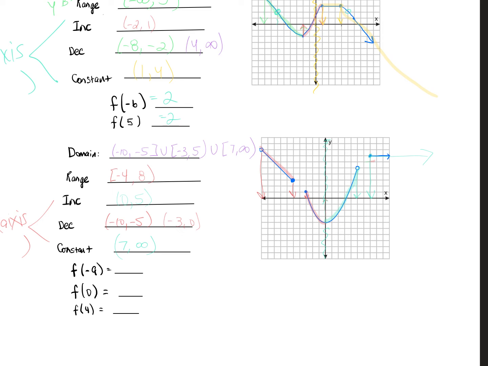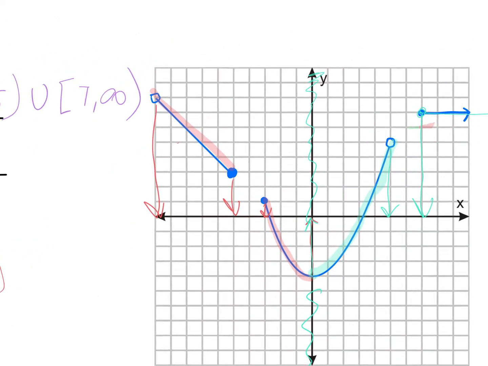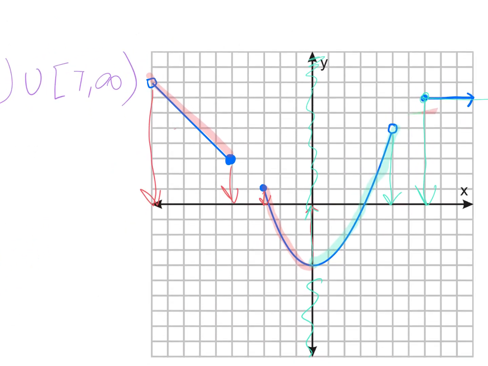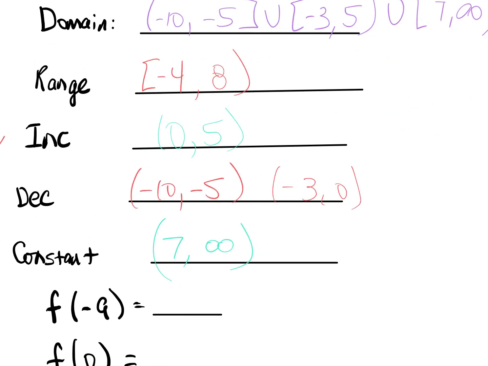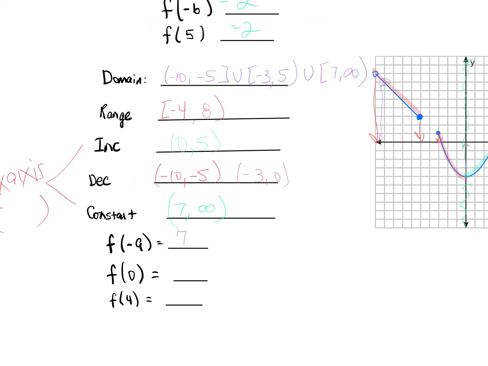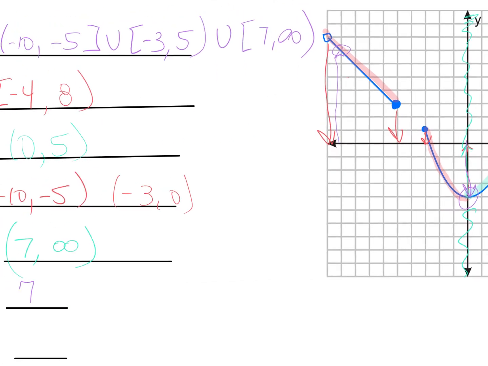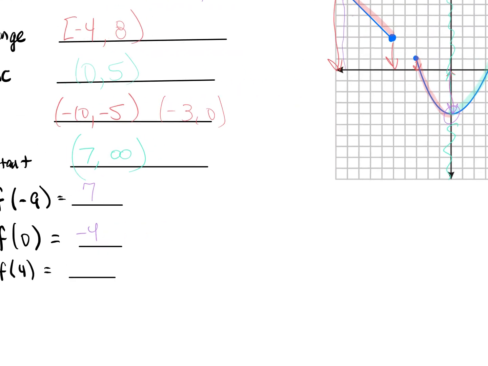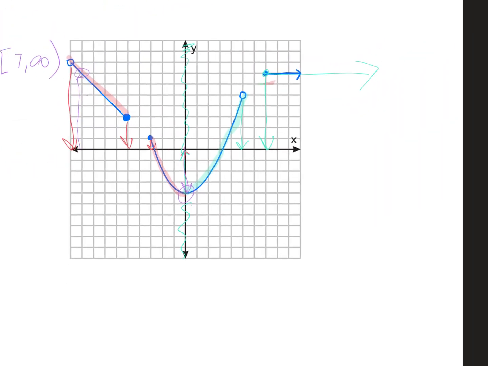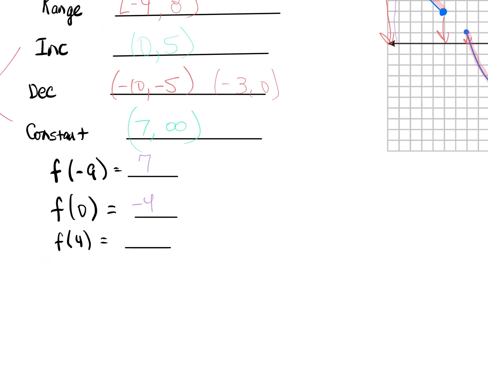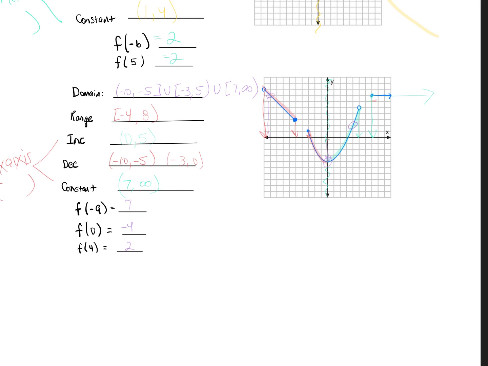If you answer the questions f of -9, what does that mean? Where x is -9, what is your y value? What is it? +7, so f of -9 equals 7. F of 0, that means where x is 0, what is your y value? -4. And then f of 4, go over to 4, 1, 2, 3, 4. What is your y value right there? 2. When they ask you f of a number, they're saying, look at that number on the x-axis and tell me what the y value is at that point.